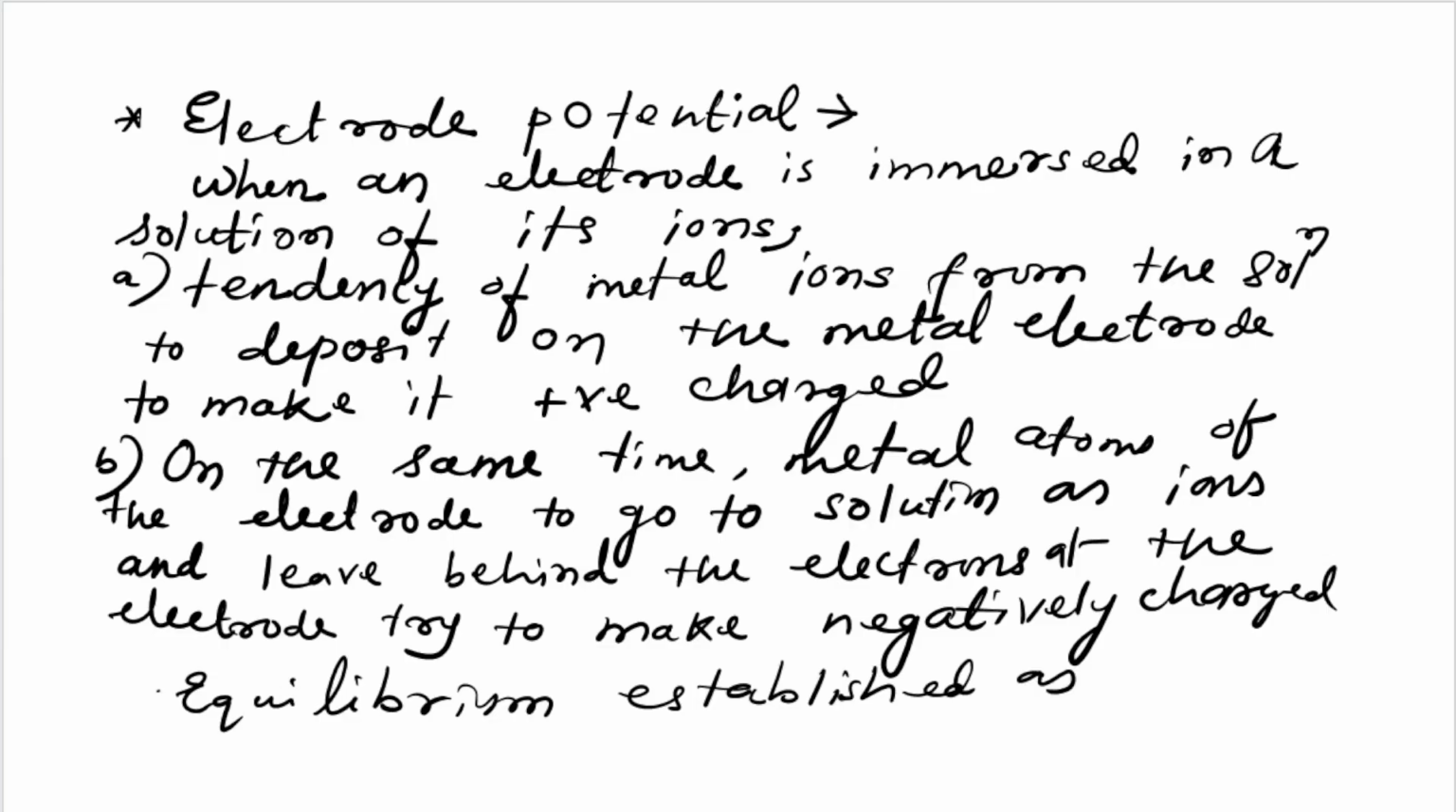Similarly, metal atoms of the electrode go into solution as ions and leave behind electrons on the electrode, trying to make it negatively charged. An equilibrium is established between the two. One is losing electrons, the other is gaining electrons. That is how it loses electrons and how an equilibrium is made between them.